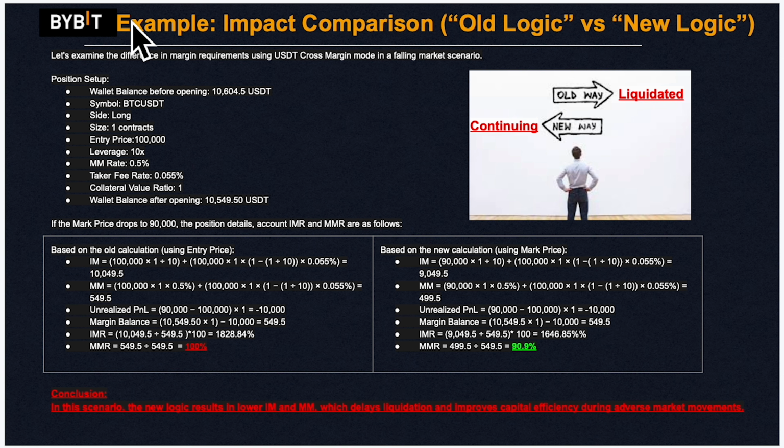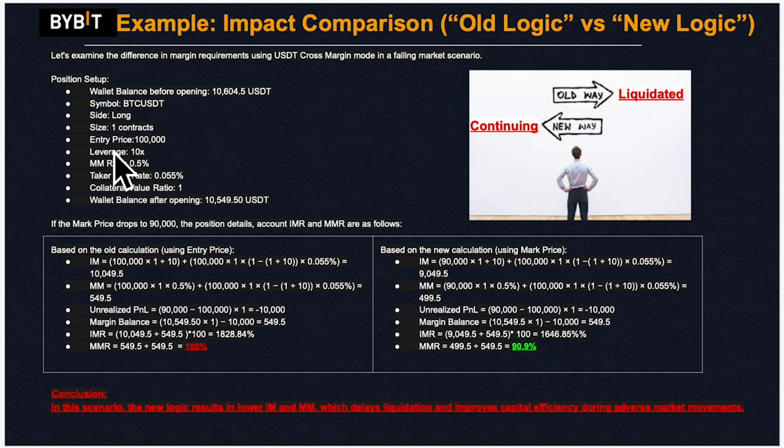You can see right here, this is an example of a trade that you want to take. Let's say, for example, you have a wallet balance before opening of $10,604.05. This is the amount you have in your wallet before going for a trade. The symbol you want to trade, let's assume, is BTC USDT, and you want to long. So the side is long, and the size of BTC you want to long is one contract.